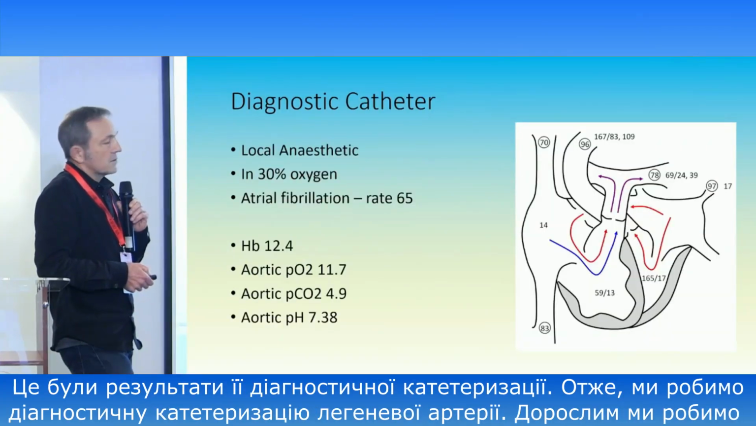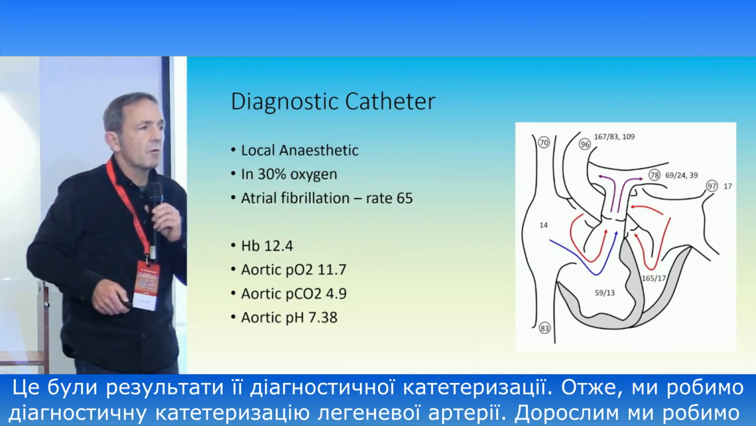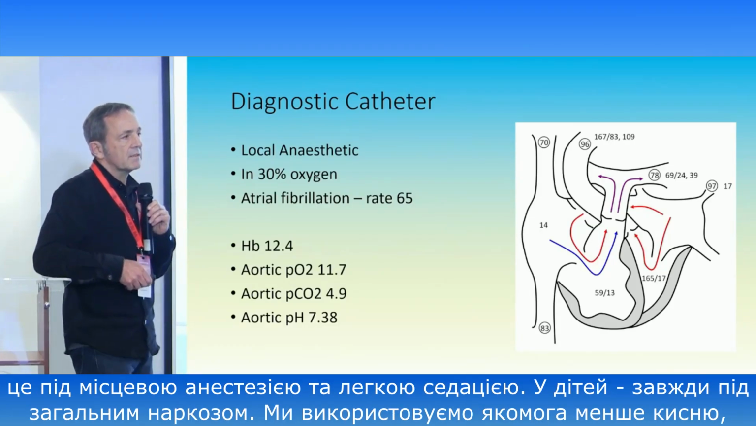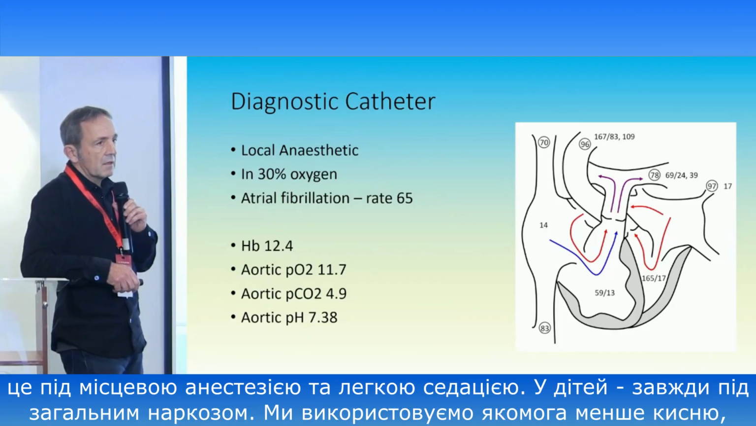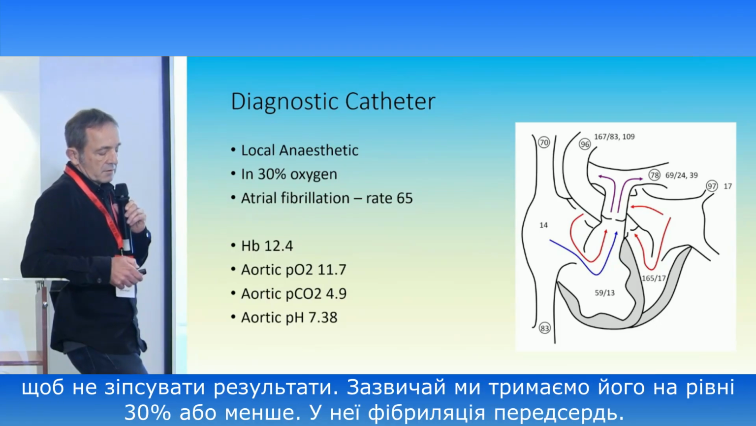So this was her diagnostic catheter results. If we're doing a diagnostic catheter for pulmonary hypertension in adults, we do it under local anesthetic and light sedation. In children, it's always under general anesthetic. We use as little oxygen as possible so we don't ruin the results. So we normally keep it at 30% or less.